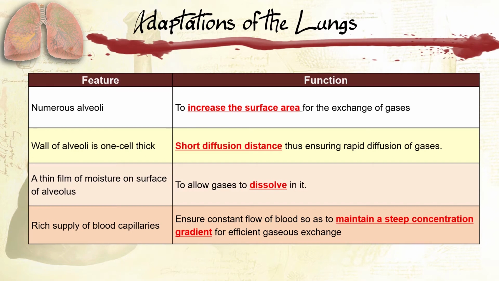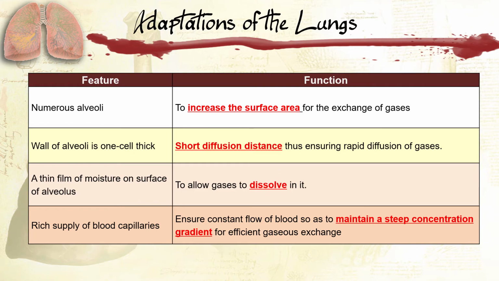Again, it is the same as villi. The wall of the villi is 1 cell thick. It is not that the villi is 1 cell thick. Remember, it's the wall, not the alveoli, that is 1 cell thick. Saying the alveoli is 1 cell thick is wrong. Since the wall is only 1 cell thick, there's a short diffusion distance, thus allowing rapid exchange of gas.